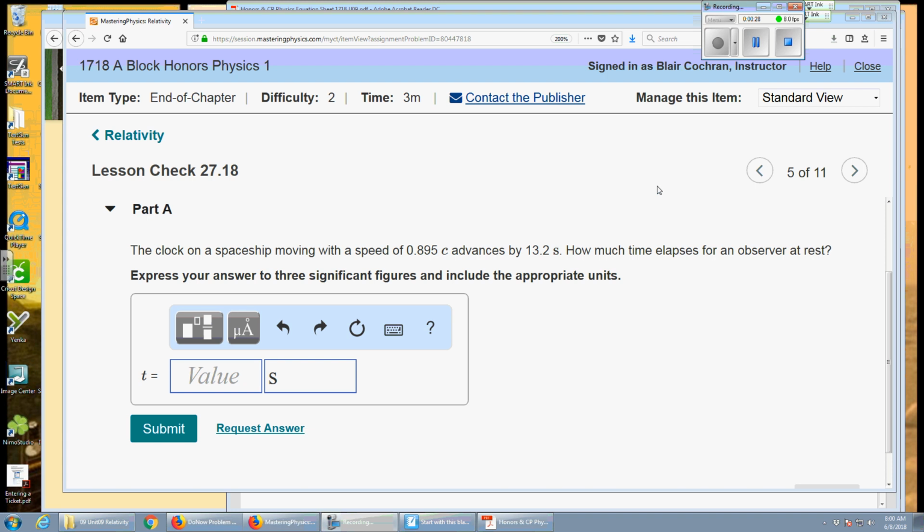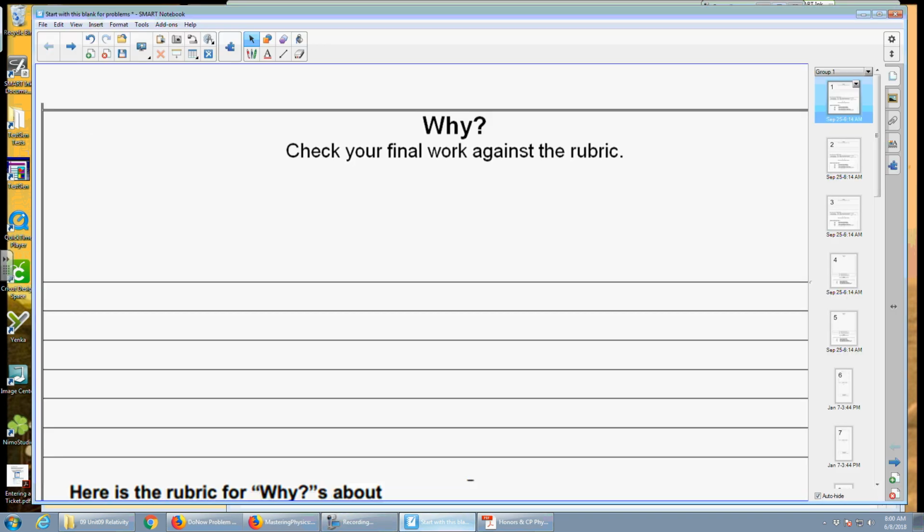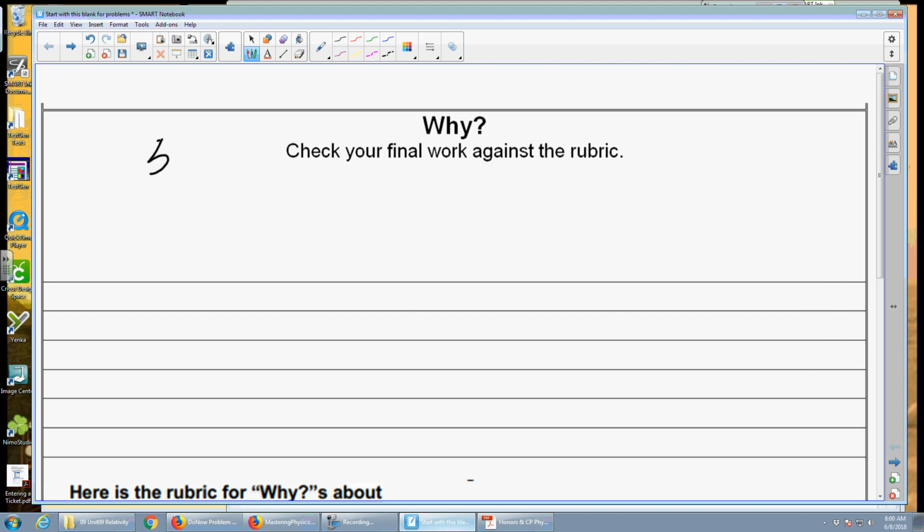Alright, so we're going to start with number 5 here. Clock on the spaceship moving with this speed, I'm assuming relative to the Earth, or someone at rest, advances by this. How much time elapses for an observer at rest? Alright, so that would be the time on the ship. So, does more time or less time pass on the ship, as observed from the outside frame of reference? Less time passes on the ship than for the outside observer, because moving clocks move slow.